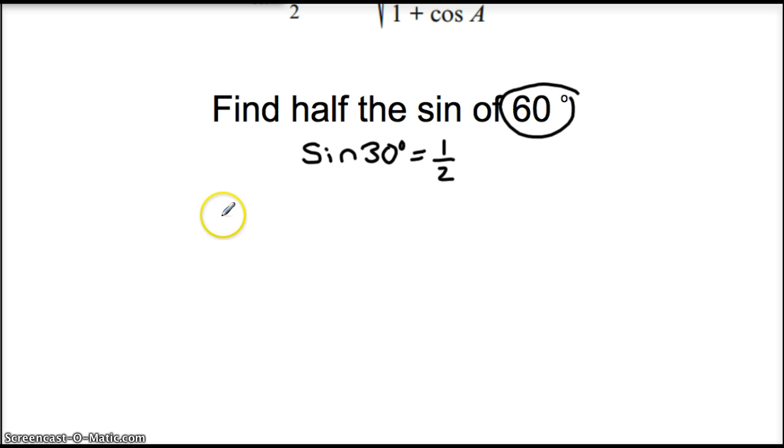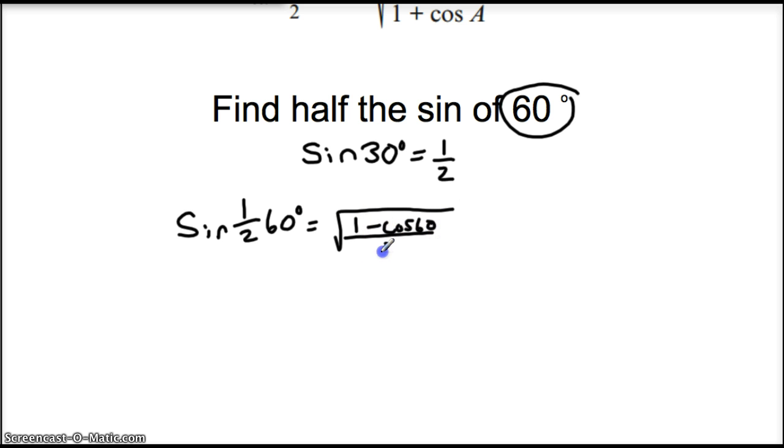What we're going to do is plug this into the formula. So if I want to find half the sine of 60, this is going to say half the sine of 60. Let's just see if this works. If I plug in 1 minus the cosine of 60 over 2, I should get 1/2. Let's see if this works.